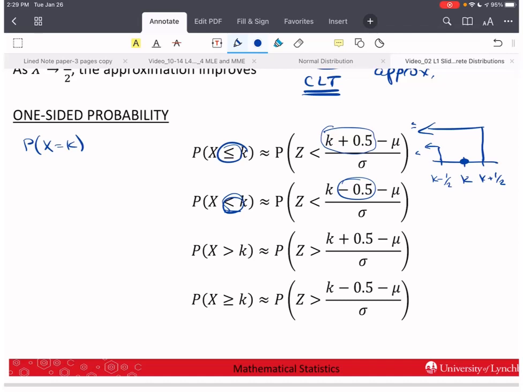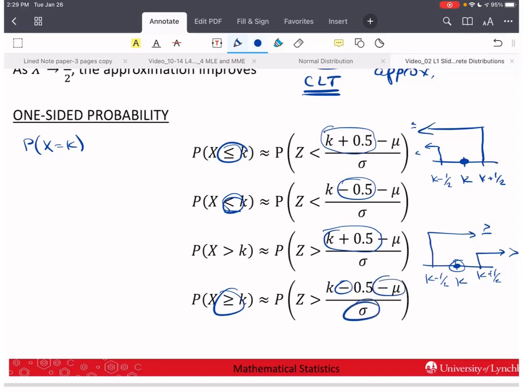Now, for a greater than k, I'm either going to go k plus 1/2 or k minus 1/2. If I've got greater than, I do not want to include k, so greater than is here, k plus 1/2. But for the greater than or equal to, I need to include this, so I need to go down below it, so this is going to be the greater than or equal to, the minus. So that's how you do it. And then the transformation is still you subtract mu and divide by sigma for all of these.